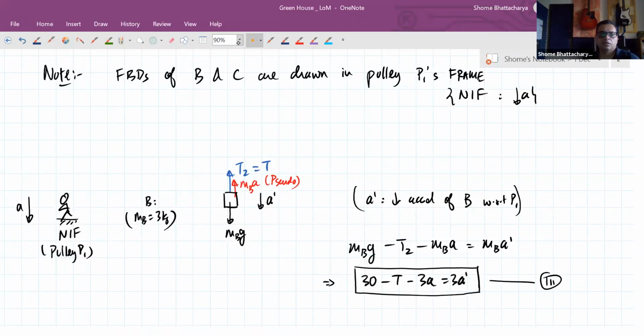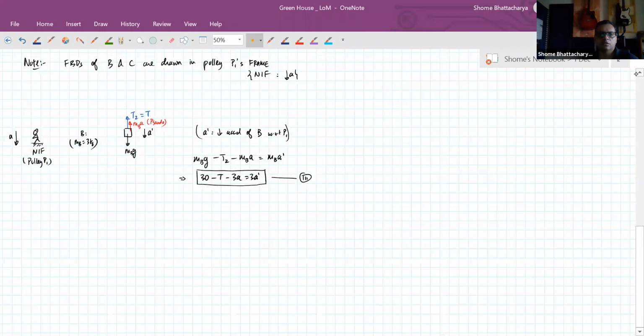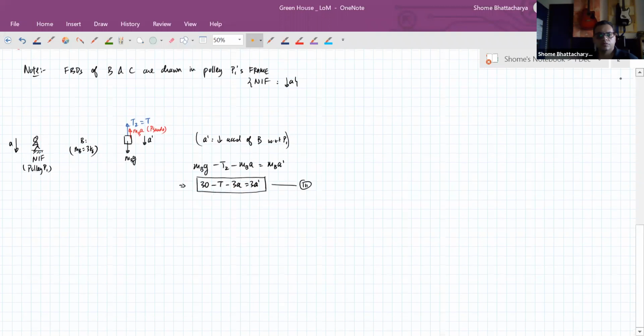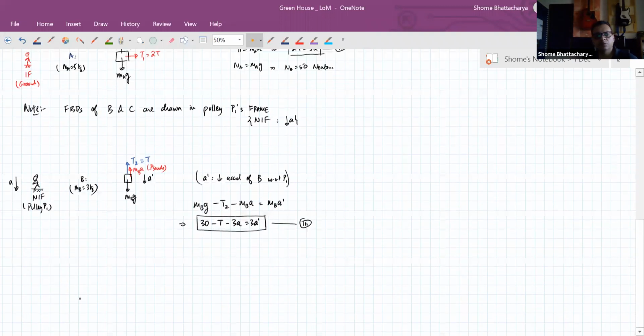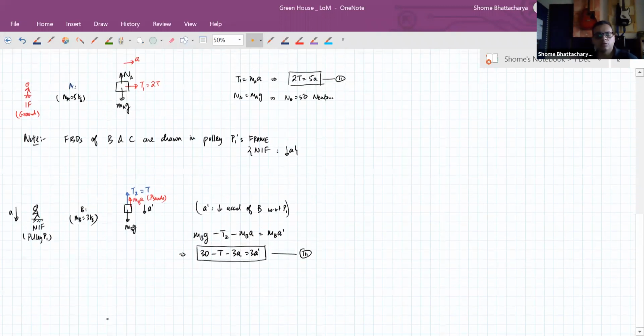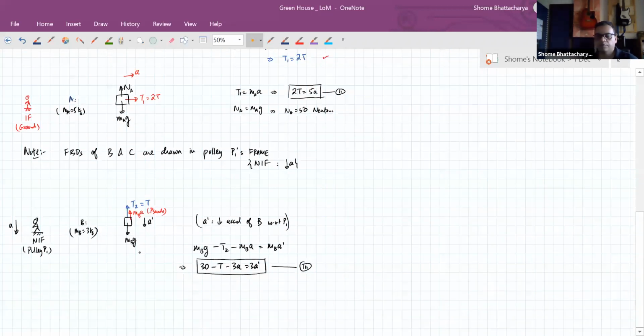Okay. So I'll just minimize this a little. So make sure you have got the three equations till now. Okay. And finally make the free body diagram of the block C also in the non-inertial frame. So note this down and make the FBD of the third one yourself.